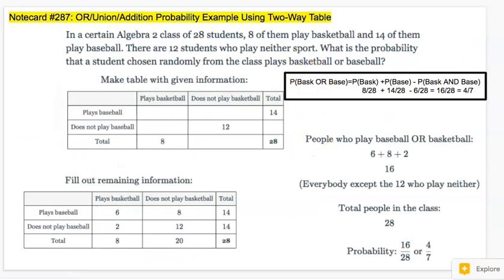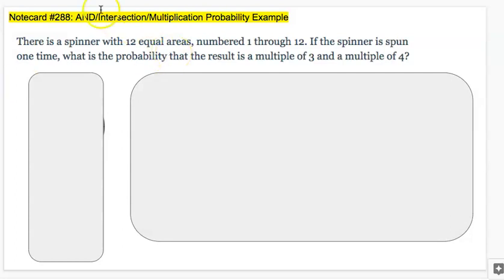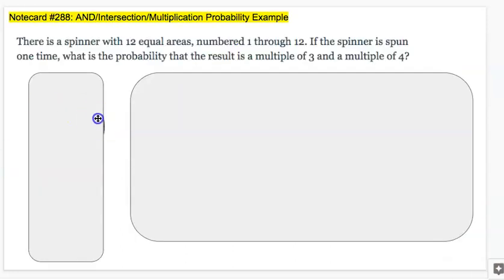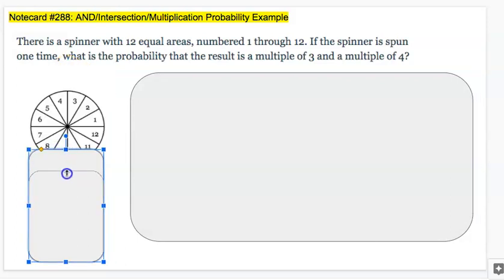All right, now the next note card is 288, where we're going to move into and or intersection multiplication probabilities. Now let me just remind you, for the ands, it looks like an upside down U. It's called intersection, and we multiply, okay, for independent events. Okay, there's a spinner with 12 equal areas. Okay, so a same spinner as before. And the spinner is spun one time.